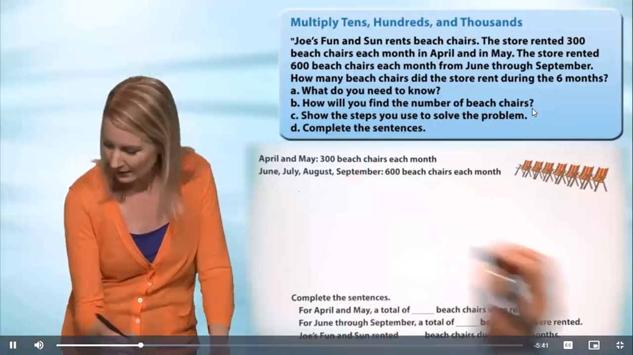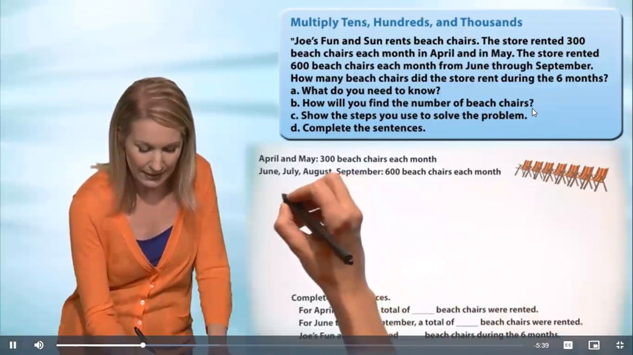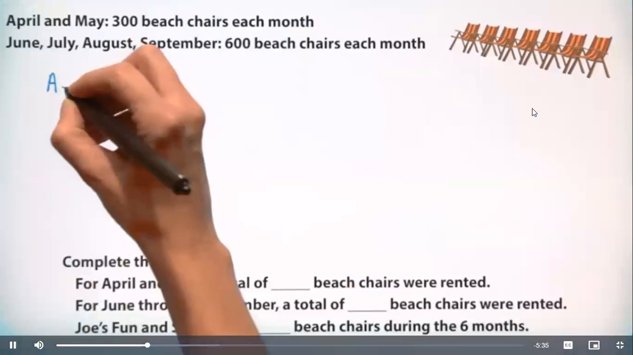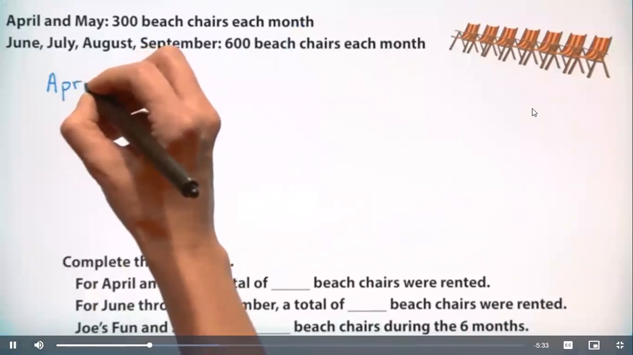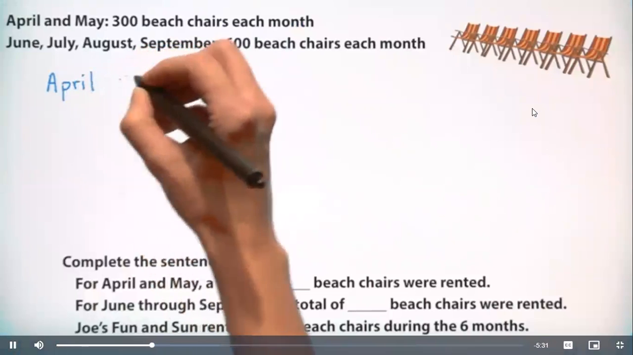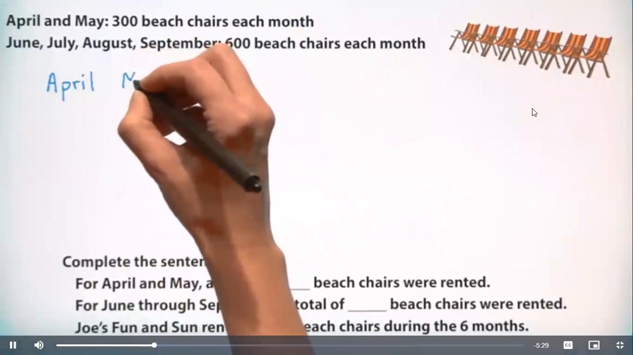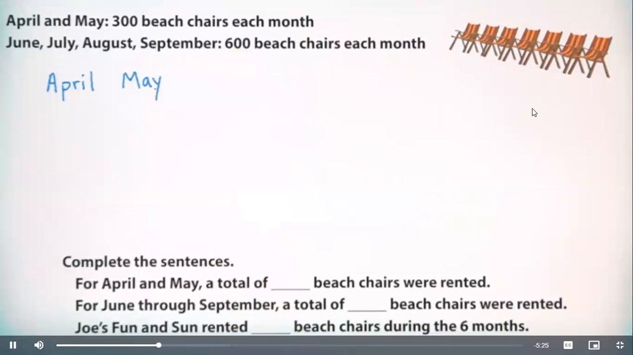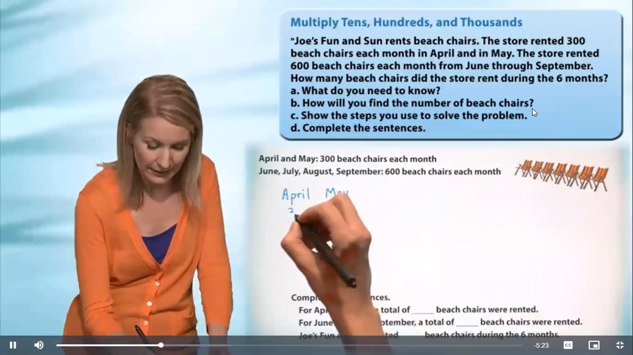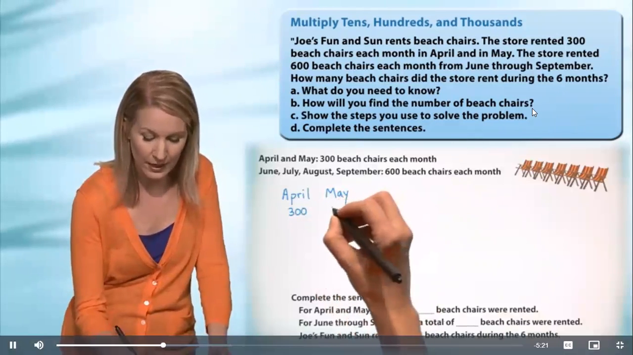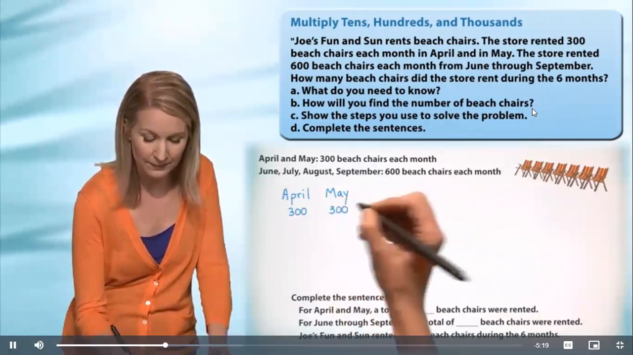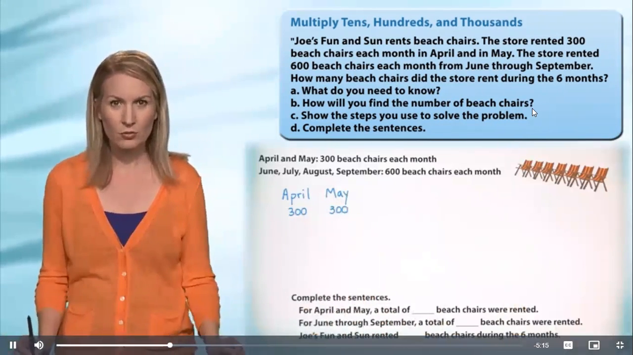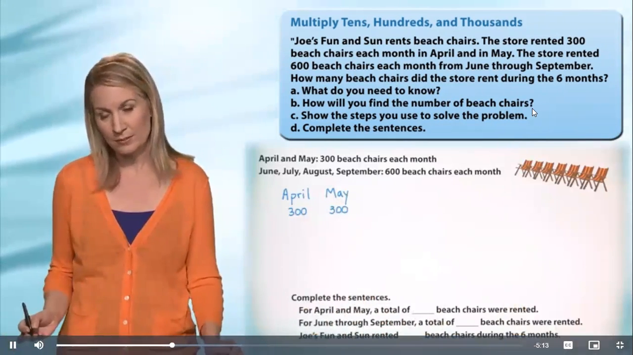So let's see, how do we write this here? In April, April, I guess I'm writing too fast here for the computer. April and May. All right. 300 were rented in April and 300 were rented in May. Yes? Okay. So let's continue working this out all the way through September.